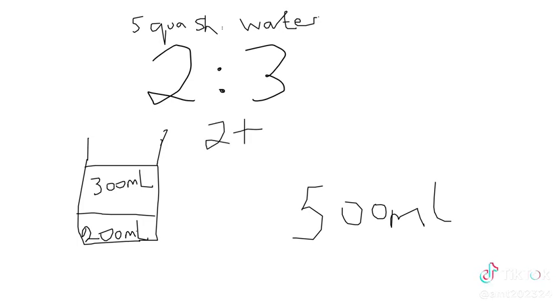So a question might say to you, what fraction of my drink is squash? Well, that would just be 2/5. So it's 2 out of the total. 2 plus 3 is 5. And a part B might say to you, what fraction of the drink is water? Well, that would be 3/5. So this is the idea of a ratio.